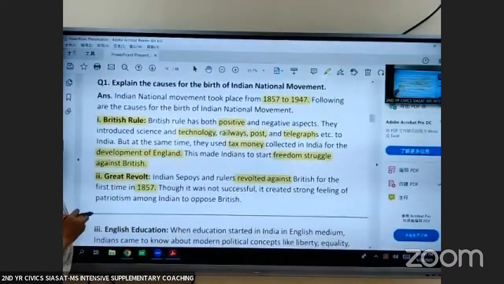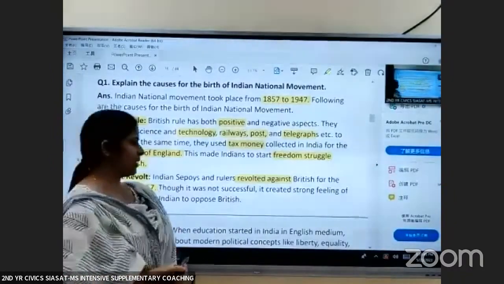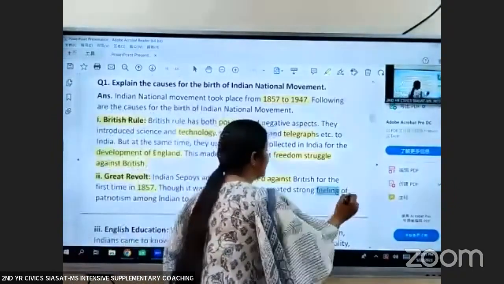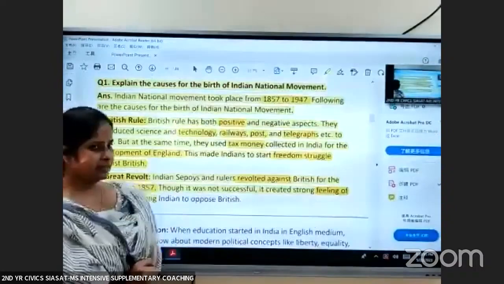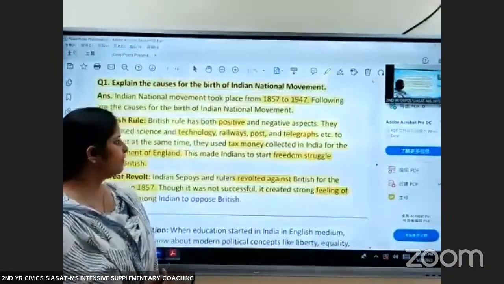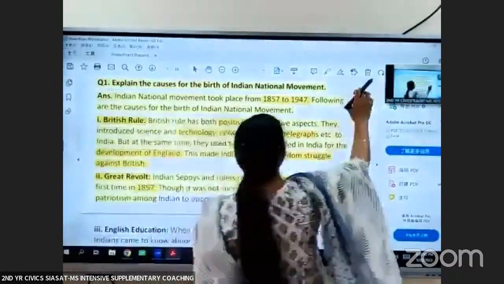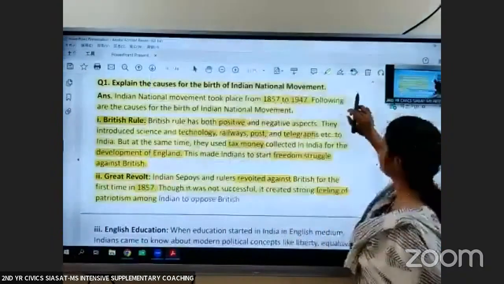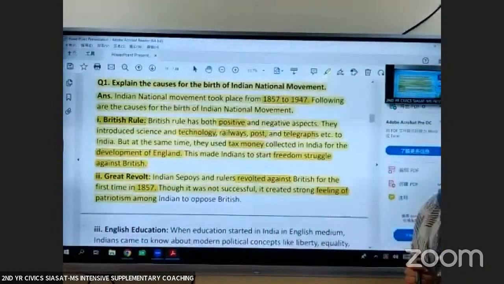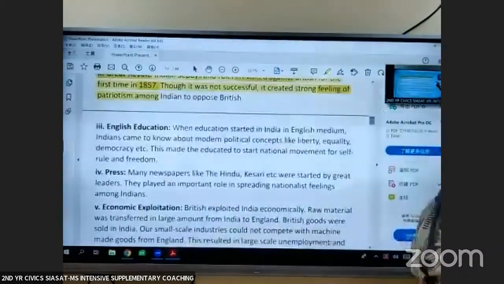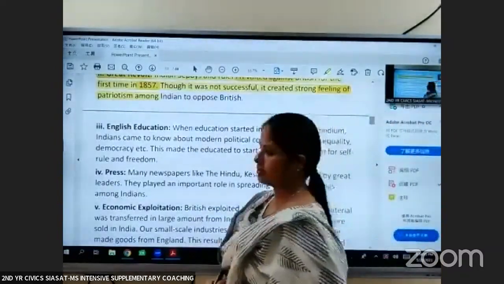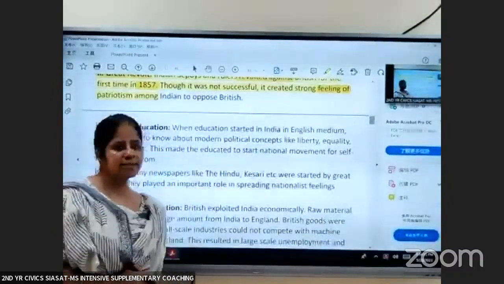They revolted against the Britishers. Though we could not defeat them, it created a feeling of patriotism among the Indians. Am I clear with this? And we opposed the Britishers against their exploitative policies. I hope these 2 points are clear.